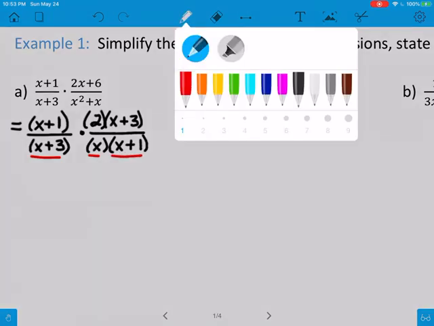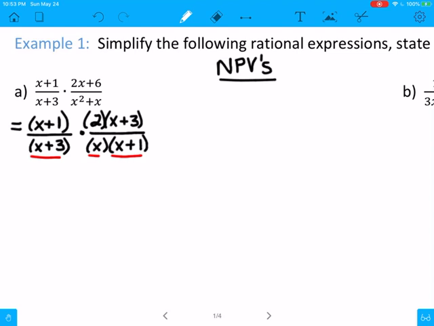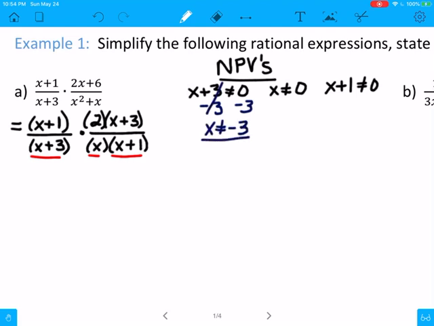So I take each bracket, all of the denominator brackets, and set them equal to 0. So I have x plus 3 cannot equal 0. I have x cannot equal 0. And x plus 1 cannot equal 0. Then for this one, I'm going to subtract 3 from both sides. And I get x cannot equal negative 3. This one's done. x cannot equal 0. This one I'm going to subtract the 1 over. And I'm going to have x cannot equal negative 1.